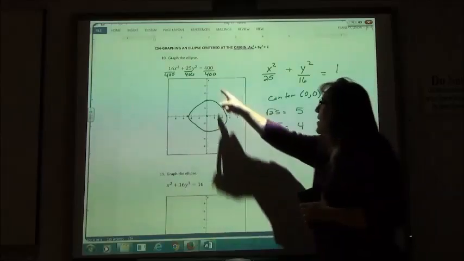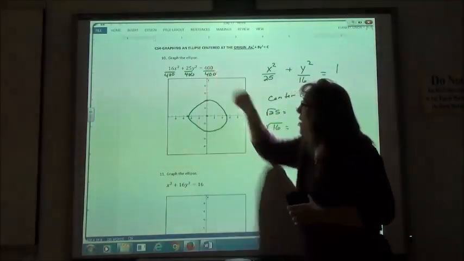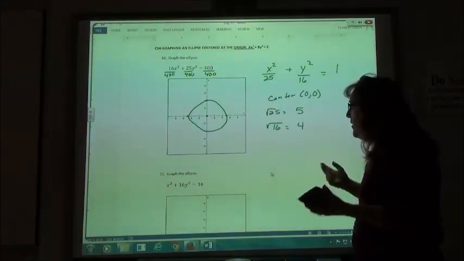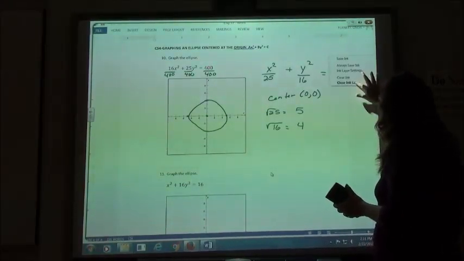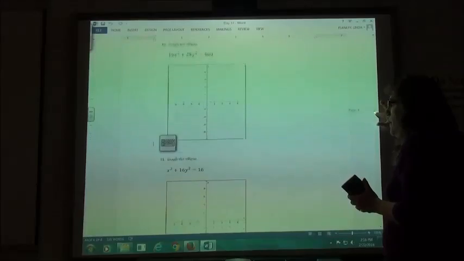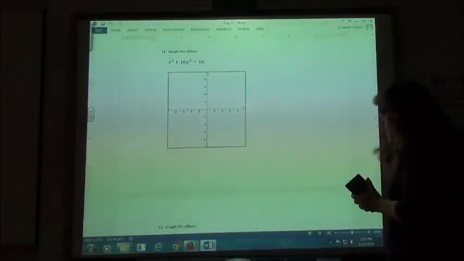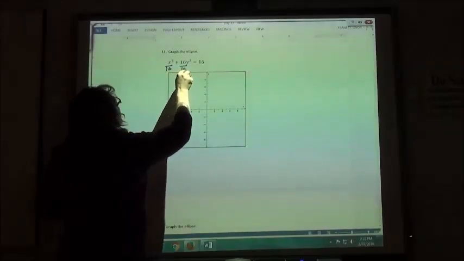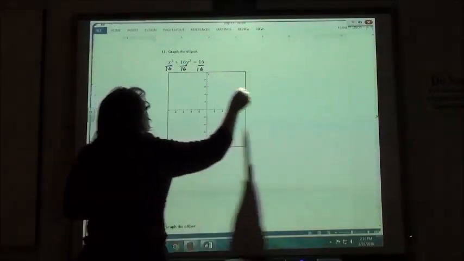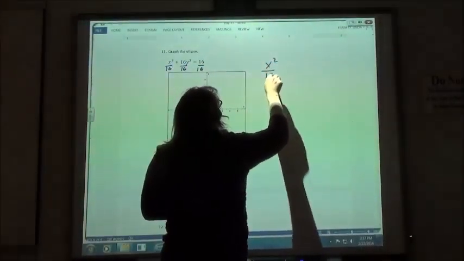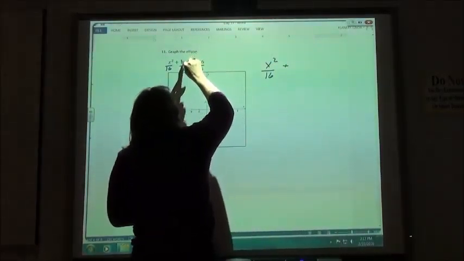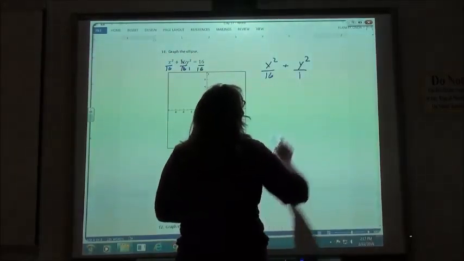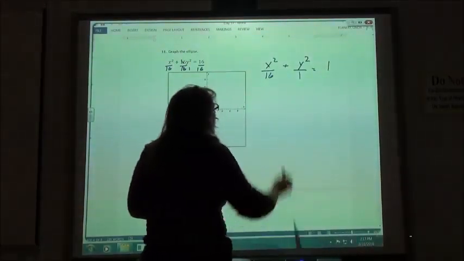So really the whole thing you're going to do is just divide by whatever your number is to get it into standard form, and then do it like we did the previous problems. So on number 11, we're going to divide by 16. So we're going to have x squared over 16 plus, this is going to be 1, so just to remind you, y squared over 1 equals 1.